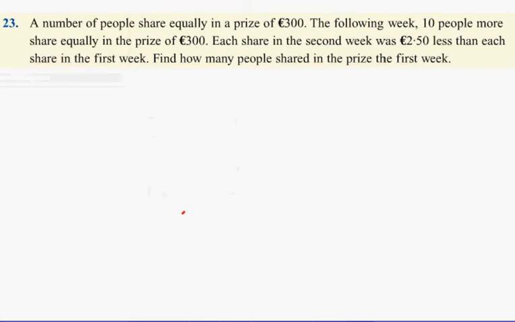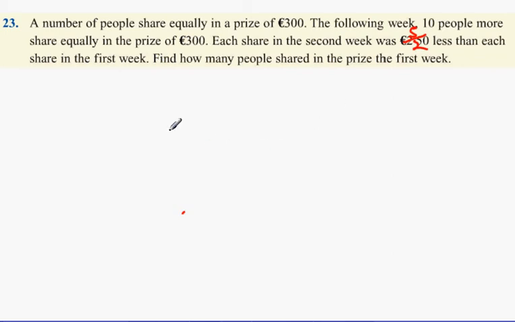3. A number of people share equally in a prize of €300. The following week, 10 people more share equally in the prize of €300. Each share in the second week was €2.50 less than each share in the first week. By the way, guys, €2.50 can be expressed as 5 over 2. Okay, so less than each share in the first week. Find how many people shared in the prize in the first week.